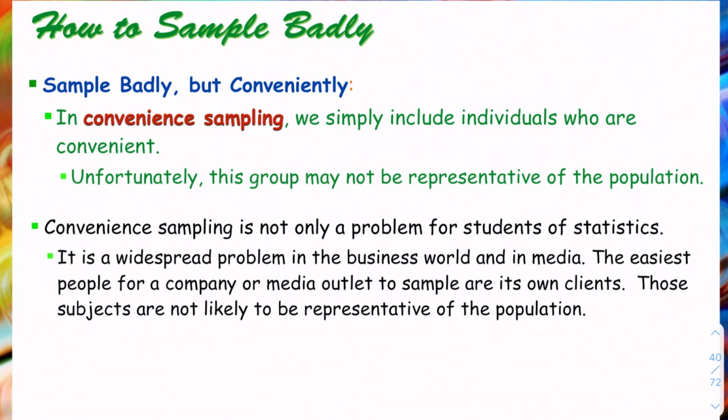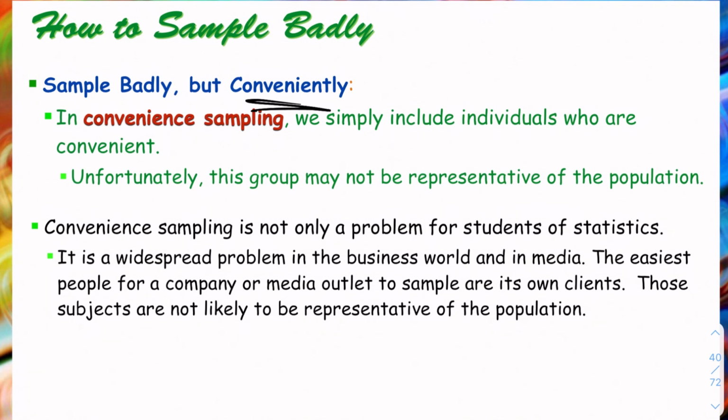How about a different way? Maybe you can sample badly, but conveniently. And I do mean this literally. In a convenience sampling, we simply include individuals who are convenient. Unfortunately, this group may not be representative of the population.